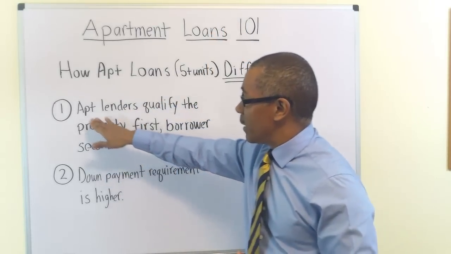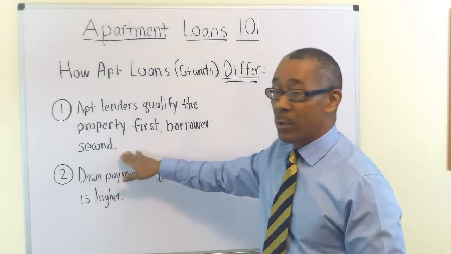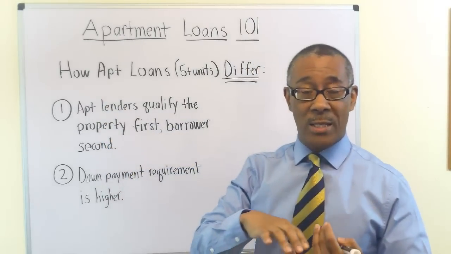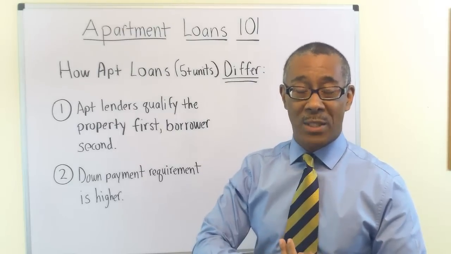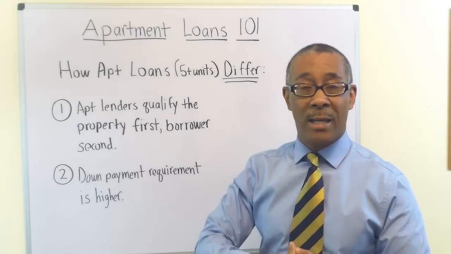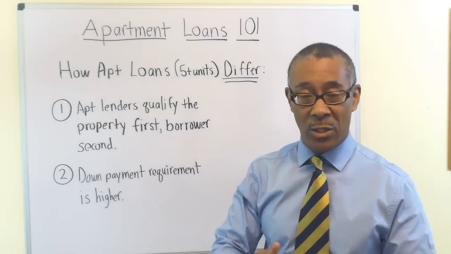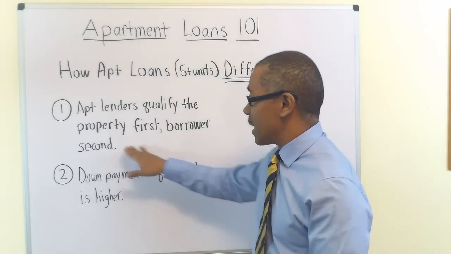Number 1, the apartment lenders will qualify the property first and the borrower second. So the apartment lenders will look at things in the property such as its ability to cash flow after paying the mortgage. They'll look at the property's condition, and then also look at the property's neighborhood and its location to make sure it's sustainable. And then they'll look at the borrower second.